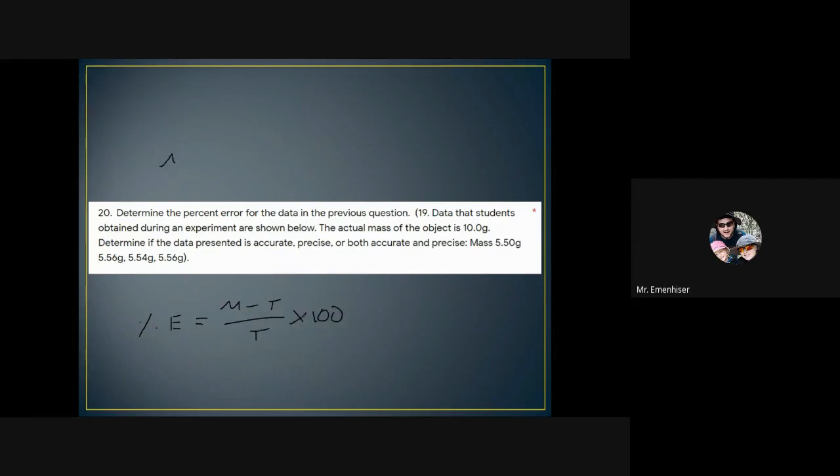All right, our measured value is the average from these guys. Okay, so let's get my calculator. 5.5 plus 5.56 plus 5.54 plus 5.56. I add all those up and I get my average. So I add them all up and then I divide by the number of values. There's 1, 2, 3, 4 values, so I divide by 4. All right, so my average is 5.54.